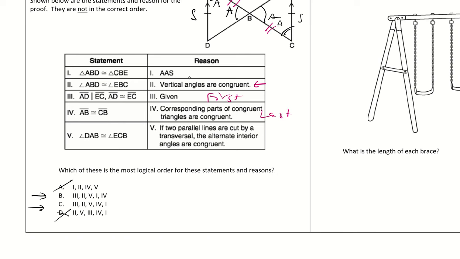5, they all have 5. So that makes sense as well, which is the alternate interior angle stuff. And then the only difference is that we know that 4 has to be last. So therefore, the answer is B. Okay? All right.